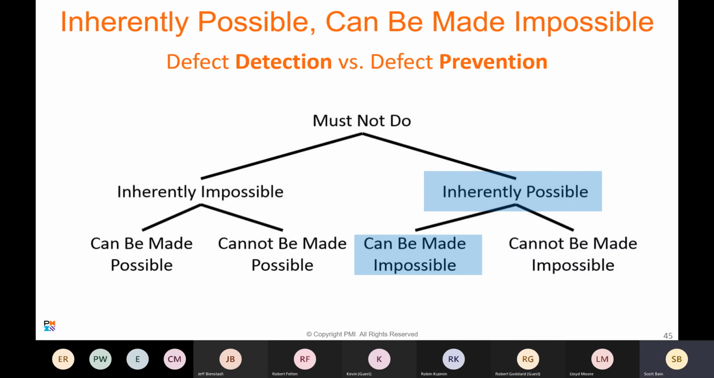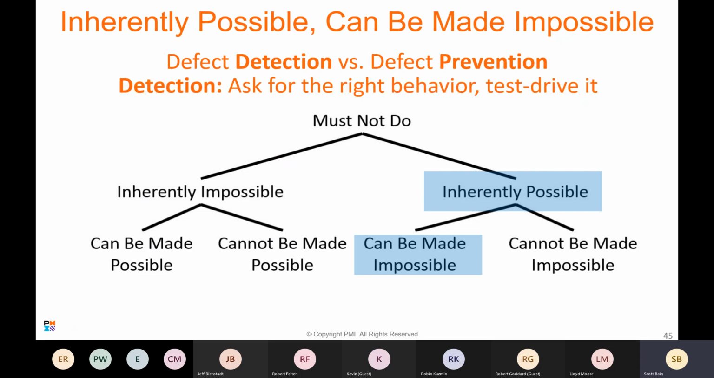Inherently possible, but could be made impossible, determine the prevent versus detect question and what the answer is. Preventable, just do it. Detectable, ask for the customer's desired behavior and test drive it into existence.